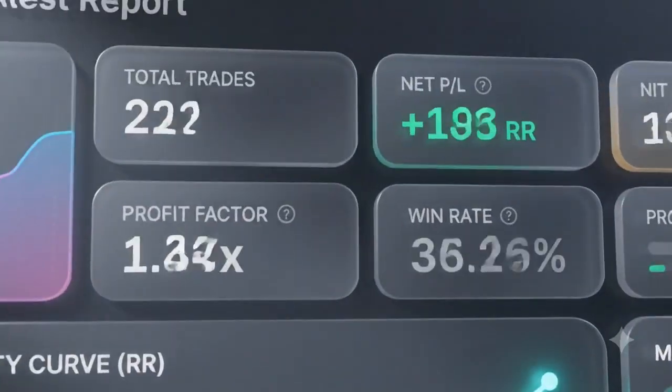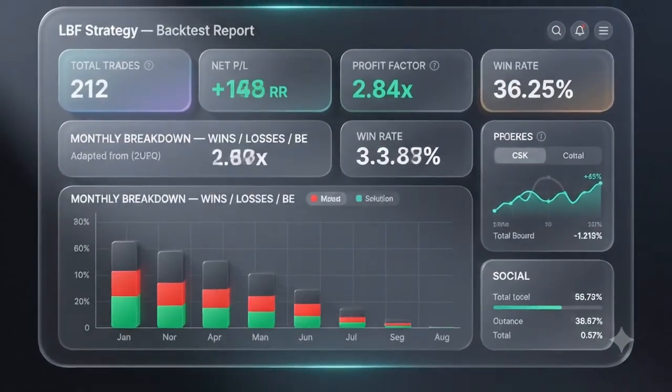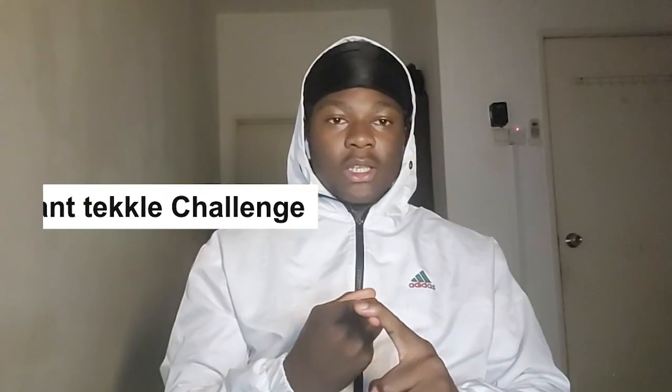The strategy is called LBF, and I created the strategy. It uses liquidity, market structure, and the Fibonacci for that mathematical aspect. We get our edge through the risk to reward and the win rate. We have a 51% win rate, and we catch 5 risk to reward, which is crazy, right? So stick around because we have a Quantangle challenge that we're going to be attempting to pass.